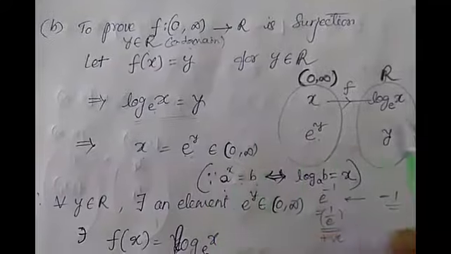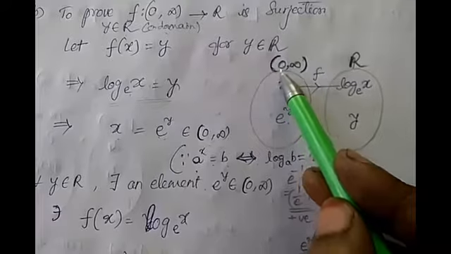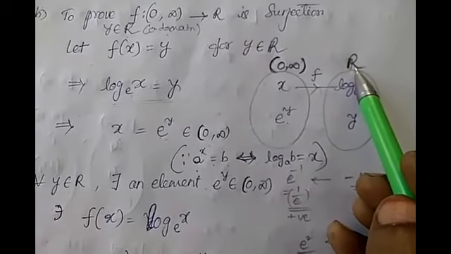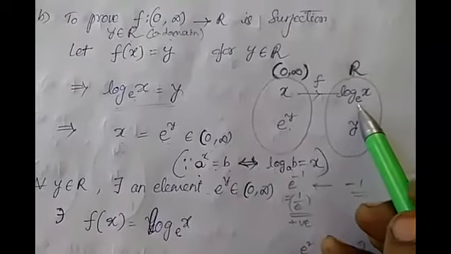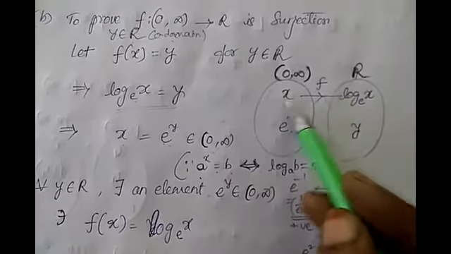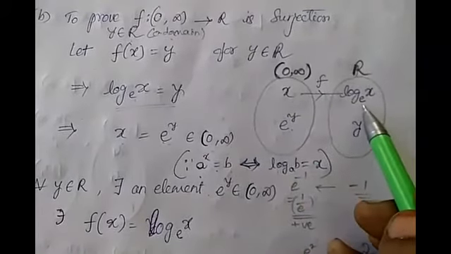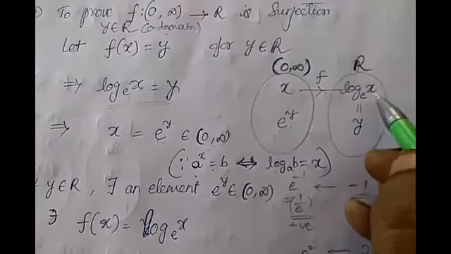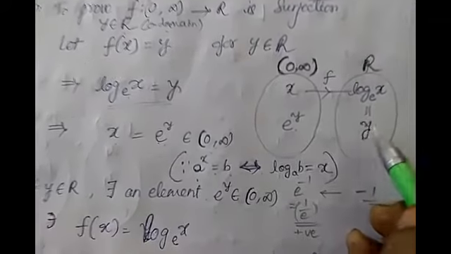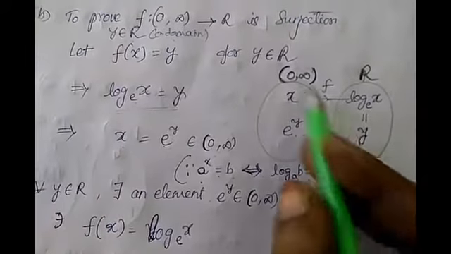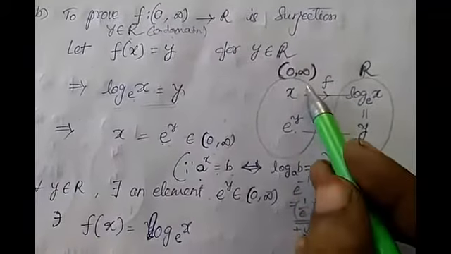Now understand this pictorially. f is a function from the open interval 0 comma infinity to R. For every x there is an image, log x base e, by the definition of the f function: f of x is equal to log x base e. So the image of x is log x base e. If you take f of x is equal to y, for every element y there is an element e power y in the domain. There exists an e power y in the domain.